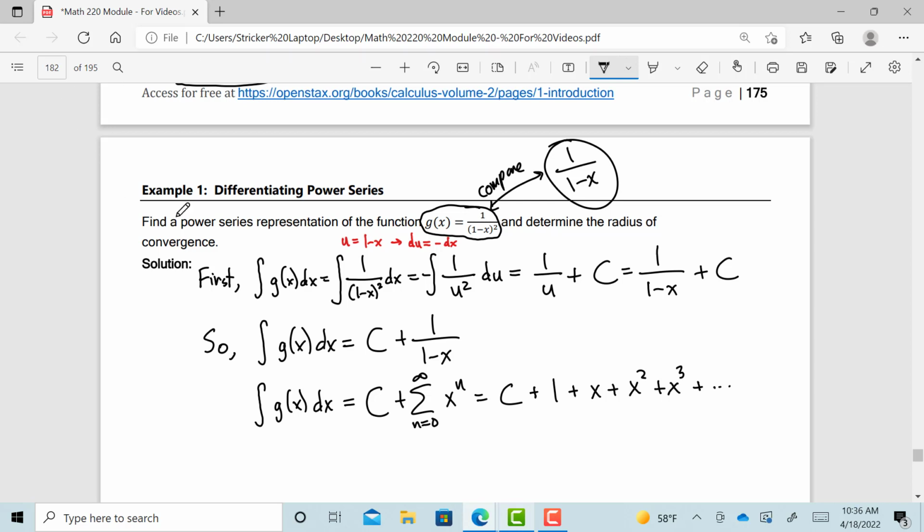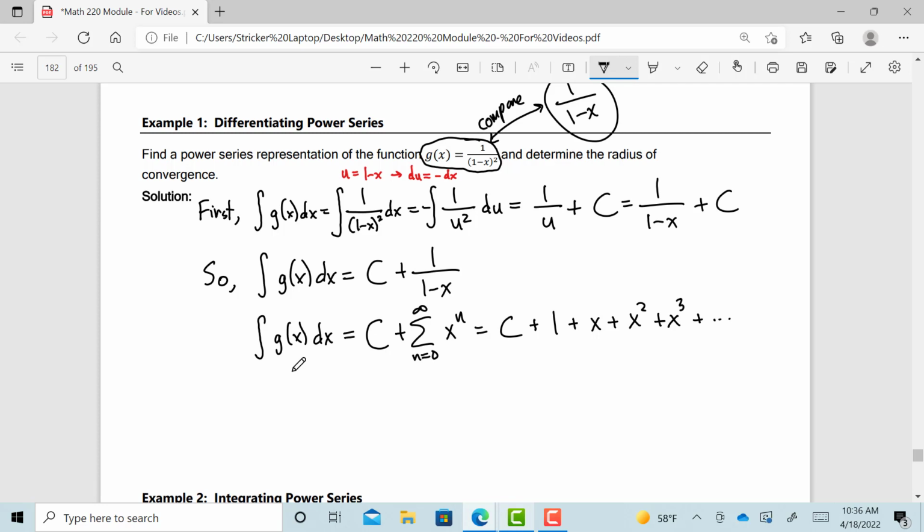Now, we don't want a power series representation of the integral of g of x. What we just wrote was a power series representation for the integral of g of x. We want a power series representation for g of x. So if we want g of x, how do we get rid of this integral? Well, knowing what we know about calculus, we just take the derivative. If we take the derivative of the integral of g of x, that gives us just g of x.